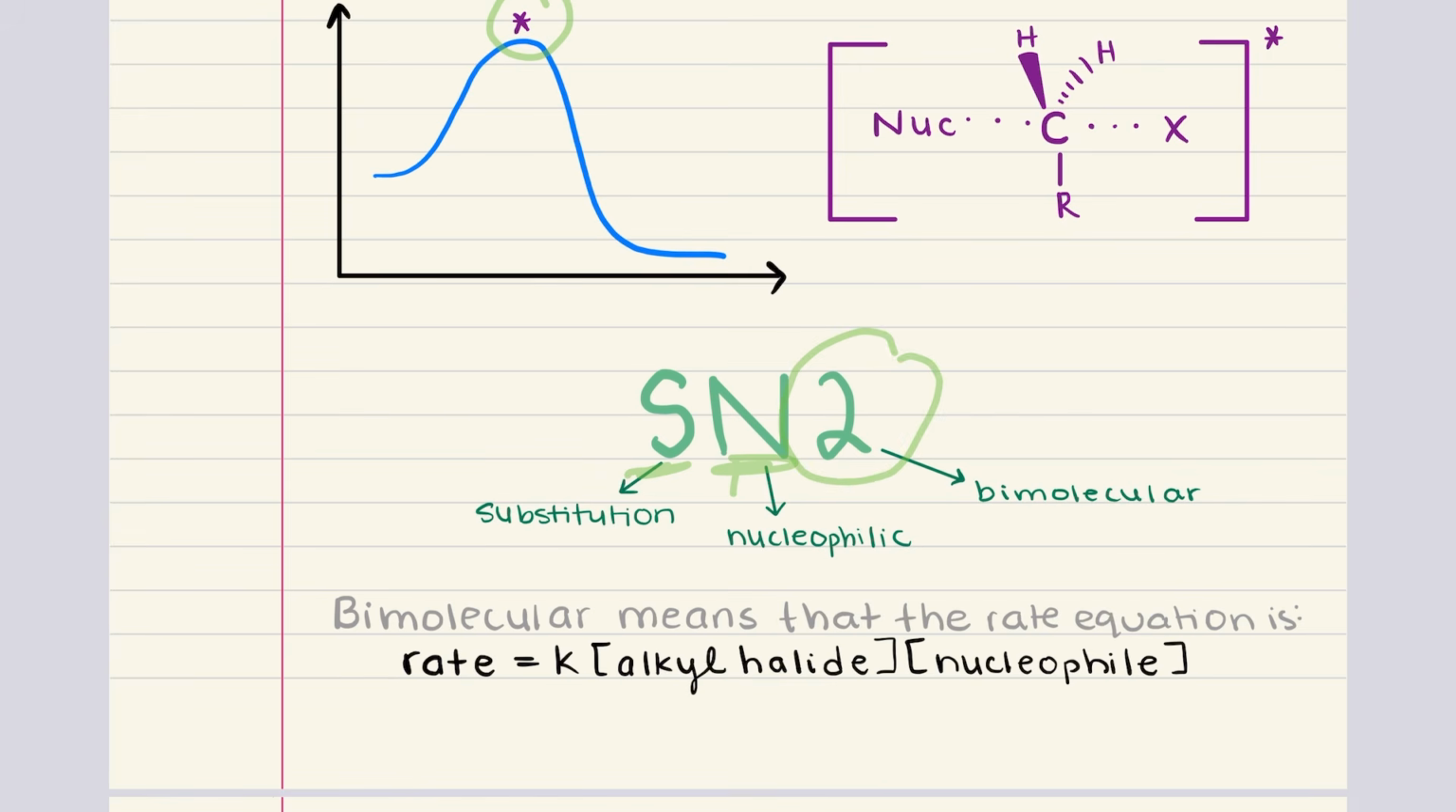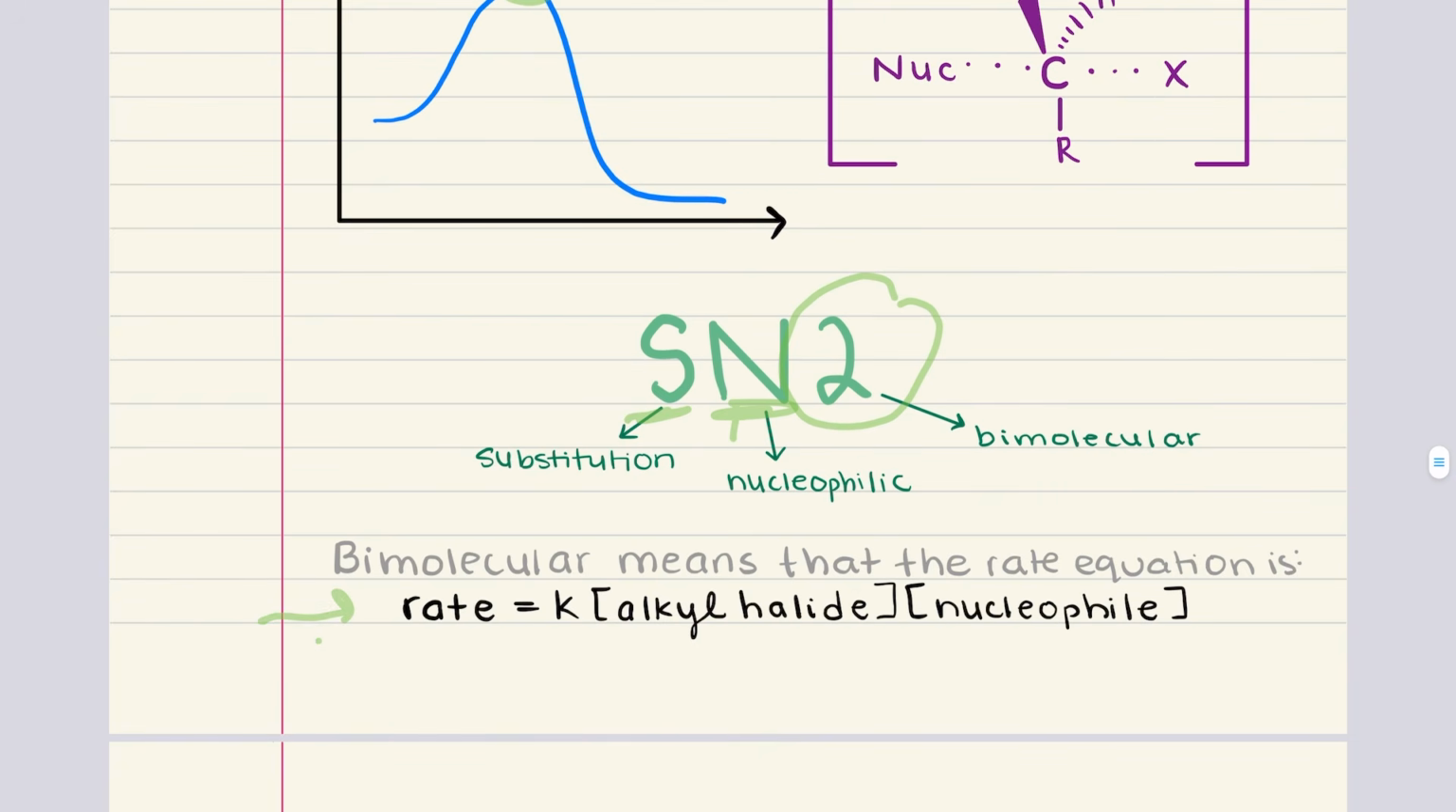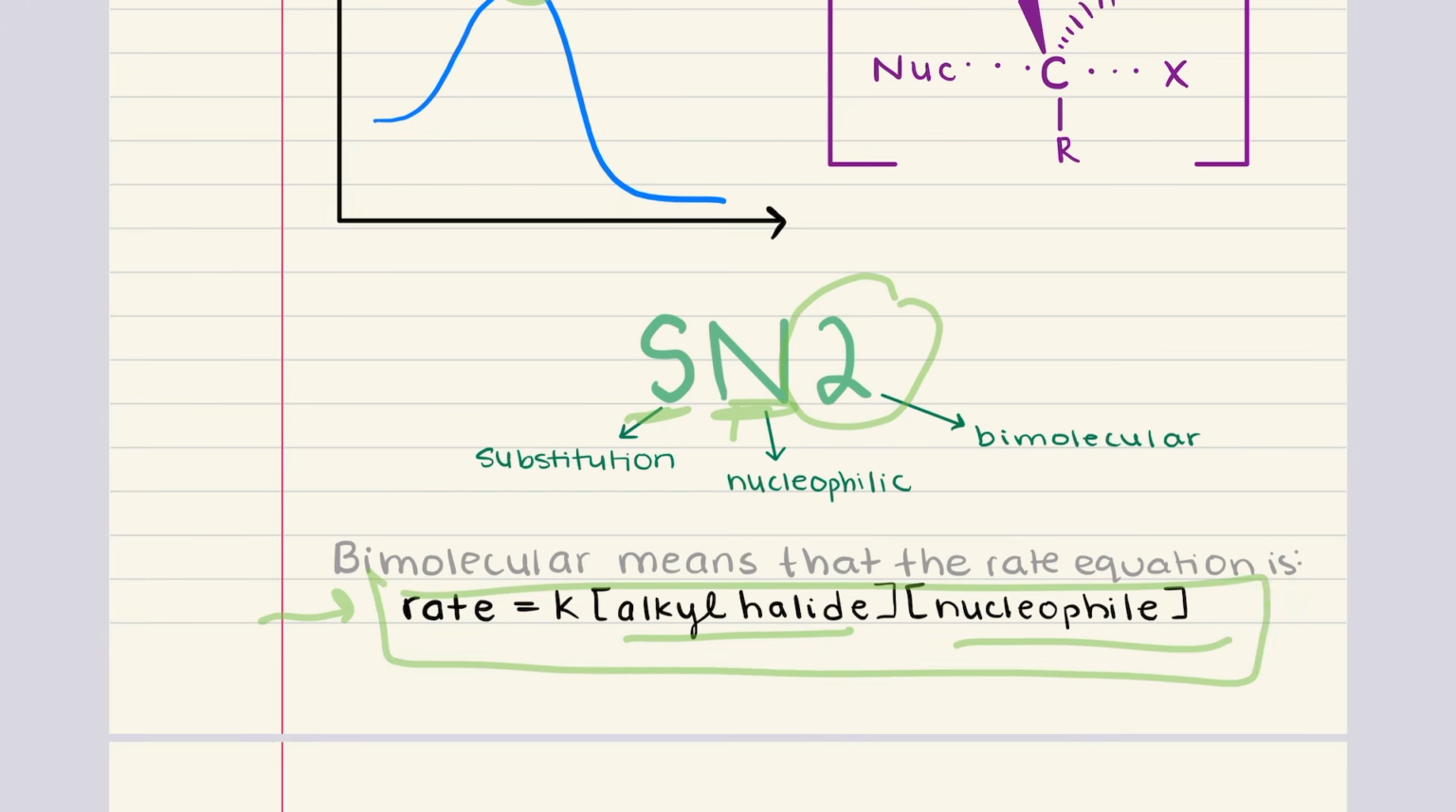And 2 here refers to the fact that this reaction is bimolecular, meaning that the rate determining step depends on 2 reactants, the nucleophile and the electrophilic carbon attached to the leaving group. Since the reaction depends on both species, the rate law is written in this manner. This tells us that increasing the concentration of either the alkyl halide or the nucleophile will increase the reaction rate.